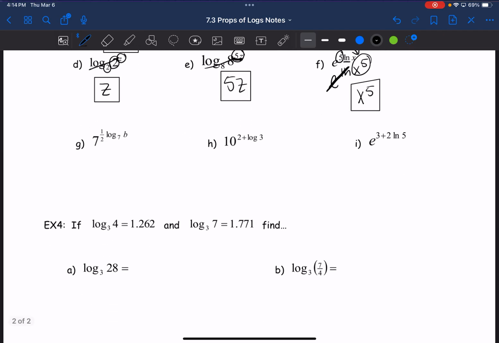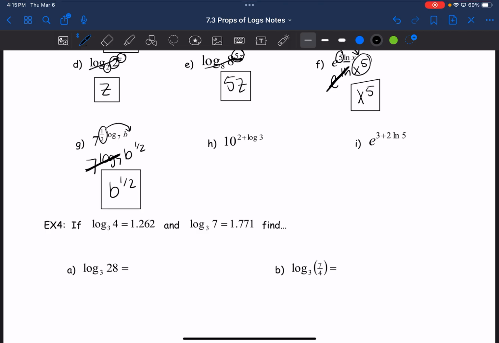All right, same thing for part G here. This would have originally been an exponent, so this would be 7 to the log base 7 of b to the 1/2. So this part goes away. I'm left with b to the 1/2.